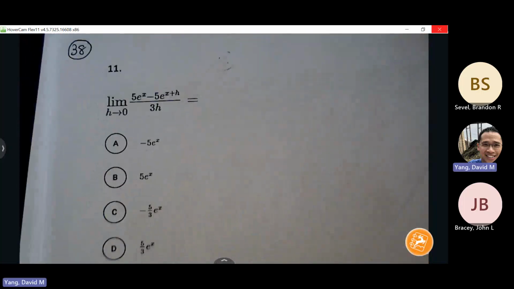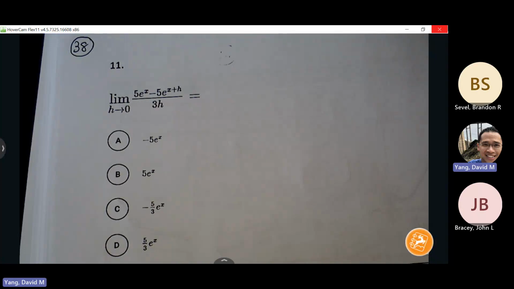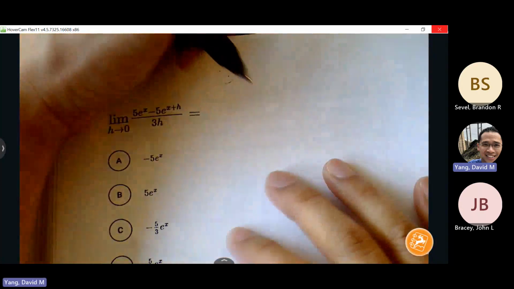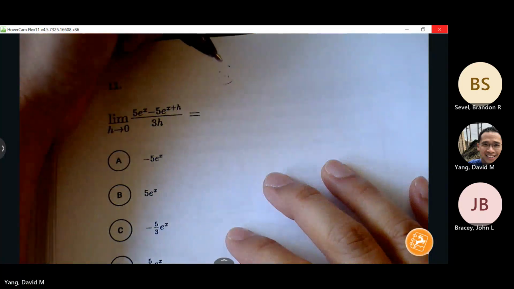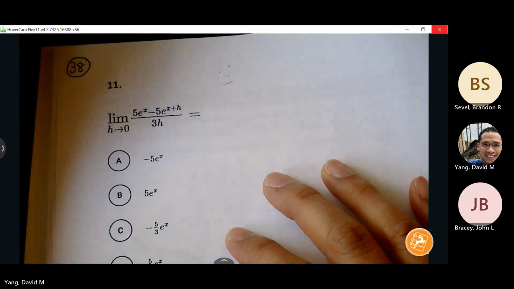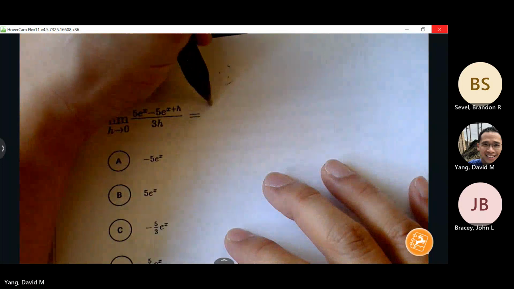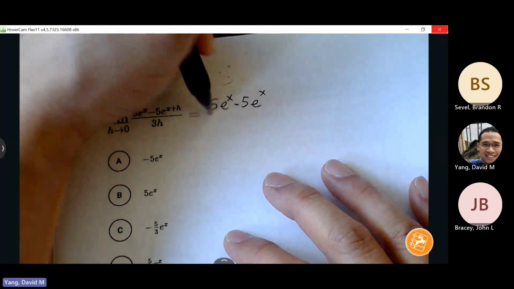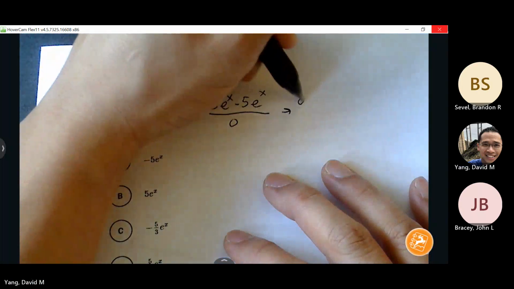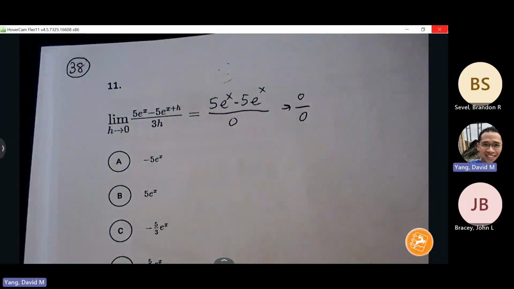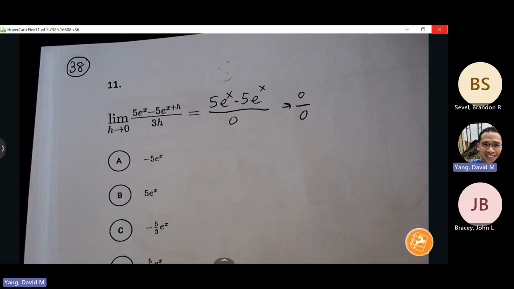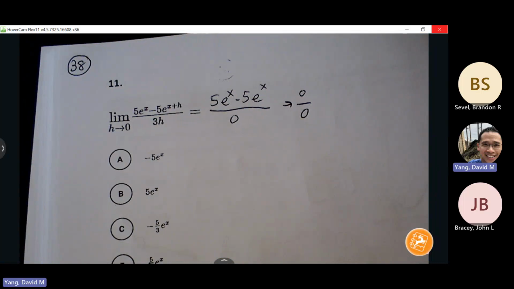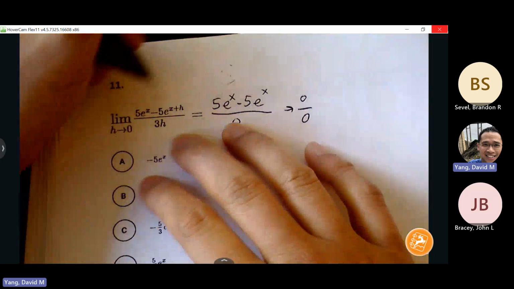Okay, got a limit problem here. First thing to do with limits is just go ahead and plug in the h, see what happens. Remember, h is the variable here. Okay, 0 over 0, that tells us we can find the derivative. Remember, you're finding the derivative with respect to h. So h is the variable here.